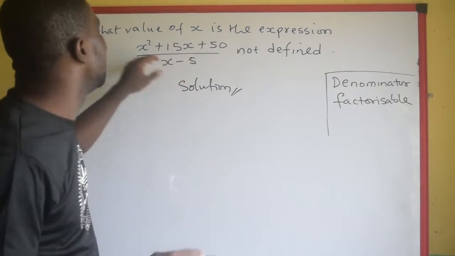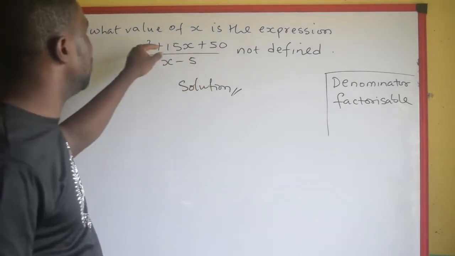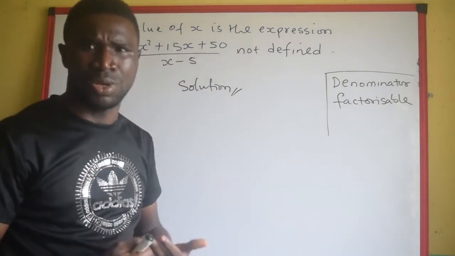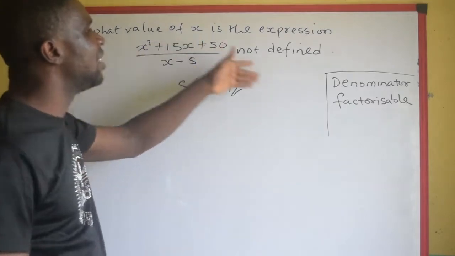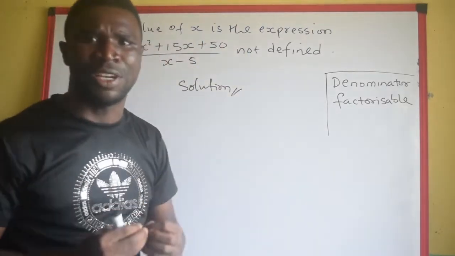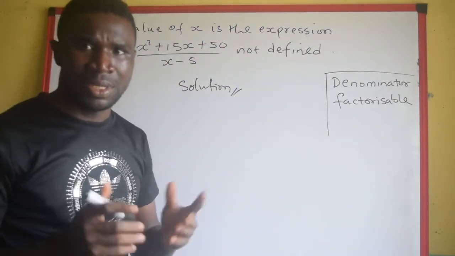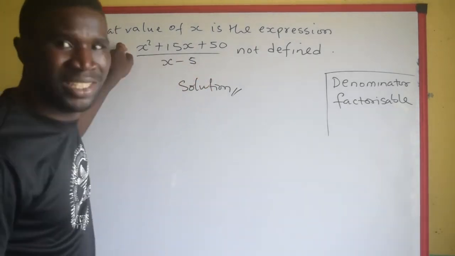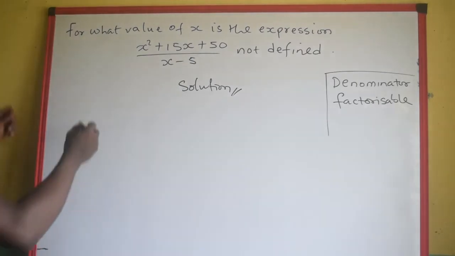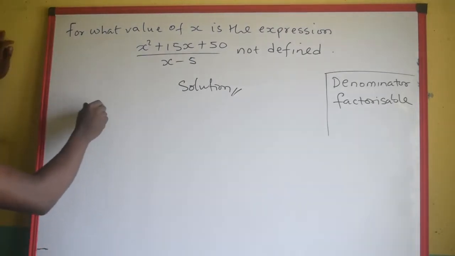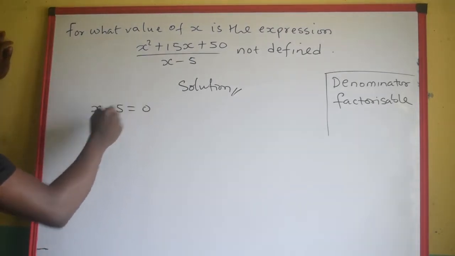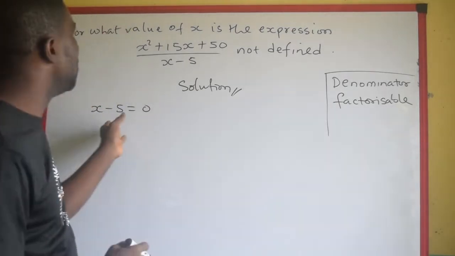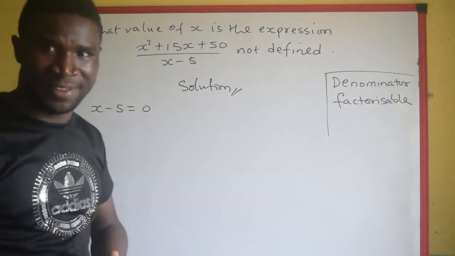When you give them this, they will equate x squared plus 15x plus 50 to 0. And it is not so. If you attempt such, it means that you are no longer solving undefined expression. Now, what we are going to do, since our interest is at the denominator and not at the numerator, it means that we are going to get x minus 5 equal to 0. This is the only condition that will make this question to be undefined.